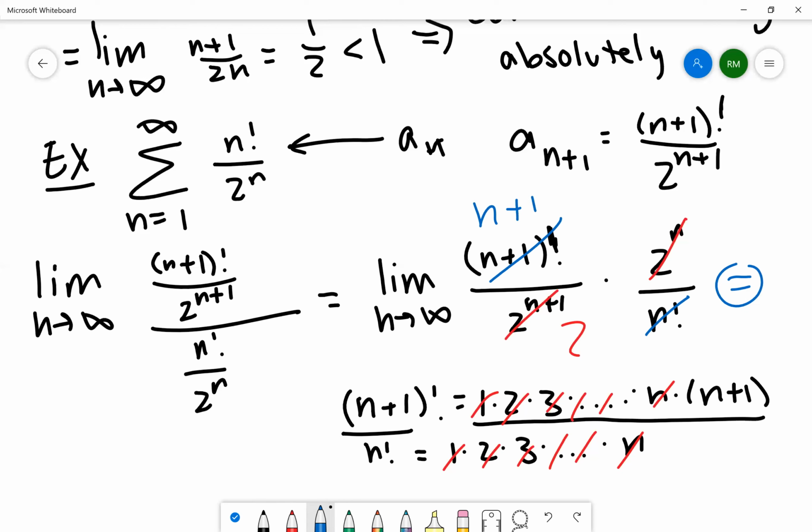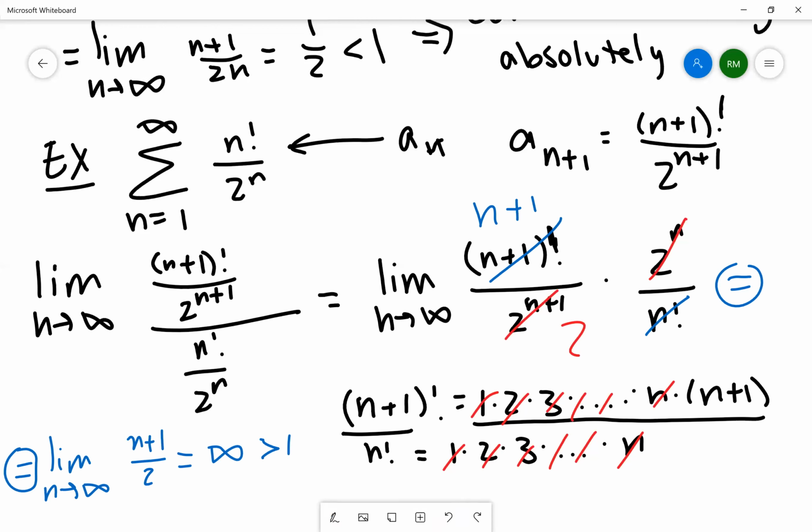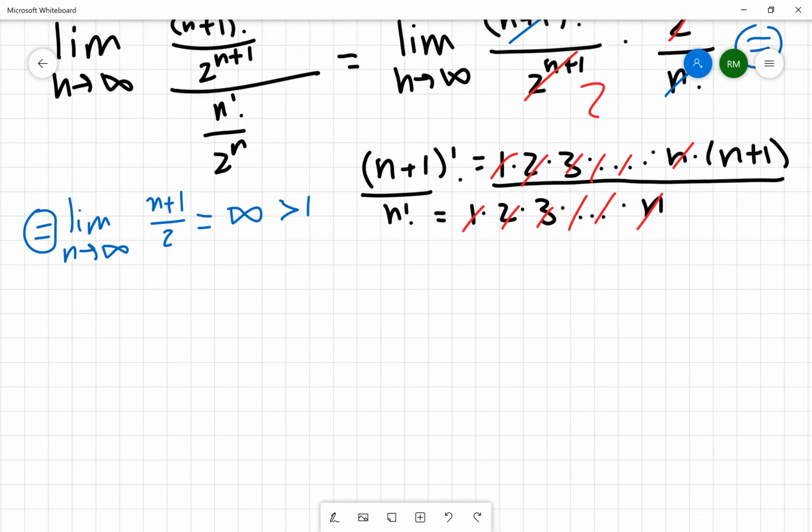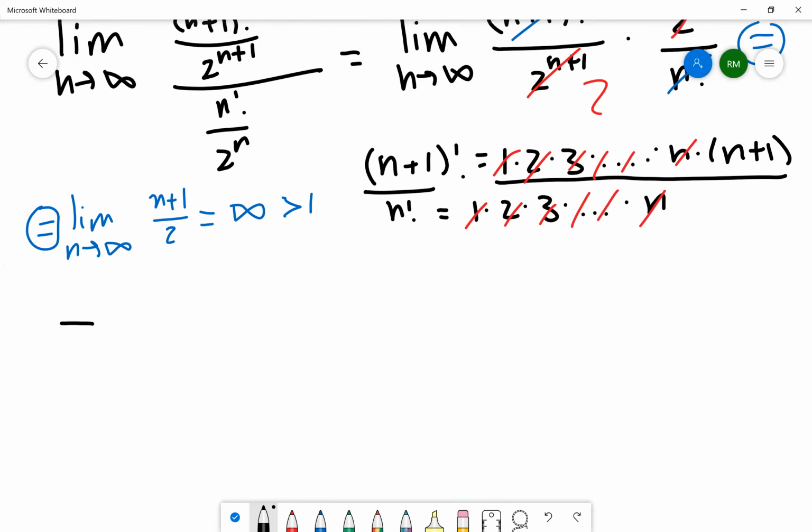Therefore, this limit is the limit as n goes to infinity of n plus 1 over 2, which equals infinity, and that's clearly bigger than 1. So the conclusion from all of this is that the series diverges by the ratio test.